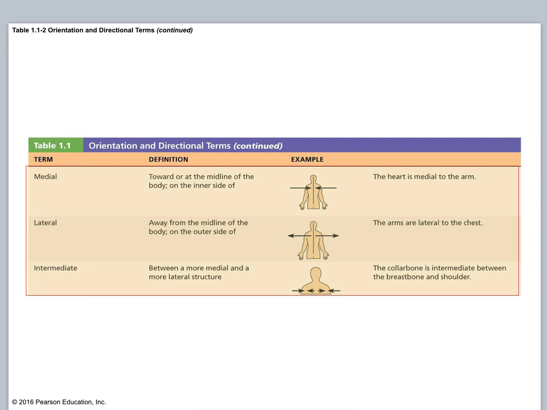These terms are used when comparing one body part to another part in particular. Like we said, the arms are lateral to the chest. The heart is medial to the arms. You compare one body part to another body part. Intermediate is in between. The collarbone is intermediate between the breastbone and the shoulder. So it's between.